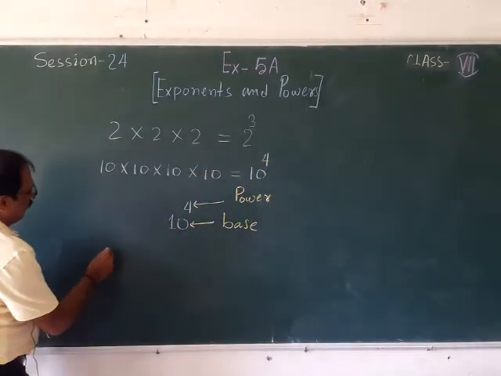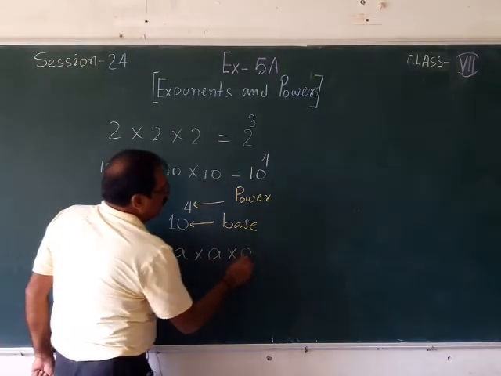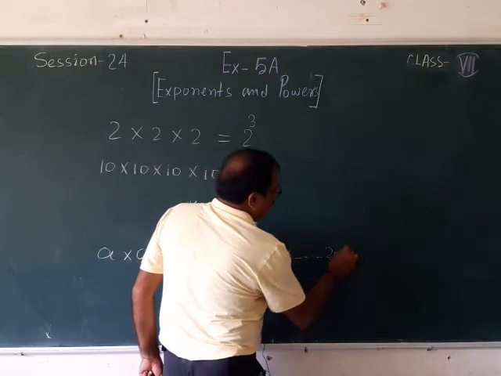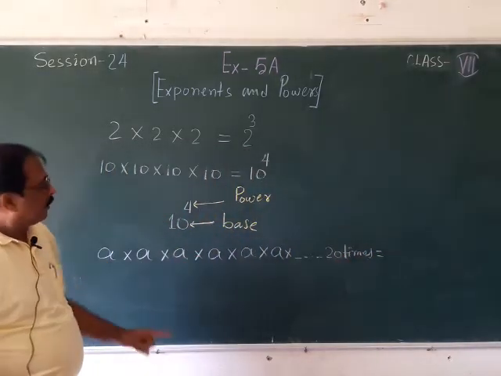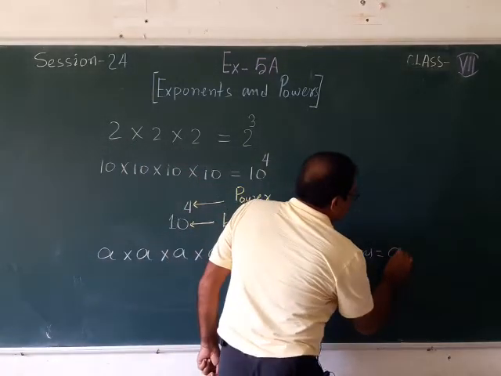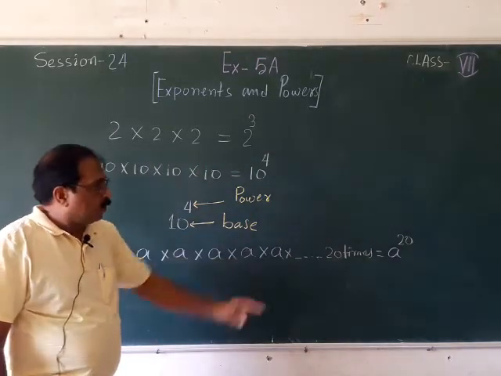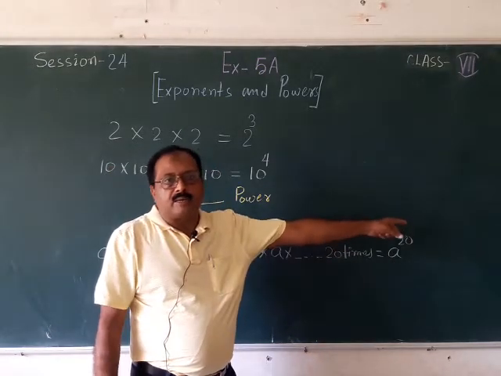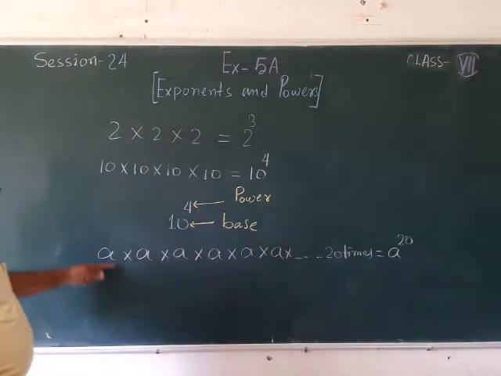One more example, suppose I am writing a into a into a into a into a into a, and suppose I have told you to write it 20 times. Till how many times do you need to multiply a? 20 times. How can you write it? a to the power 20. That means it is clear that a is multiplied 20 times. If I ask you what the base is here, you can say a is the base. What is the power here? 20. Or what is the exponent here? 20. I hope you have understood how to read and express it.